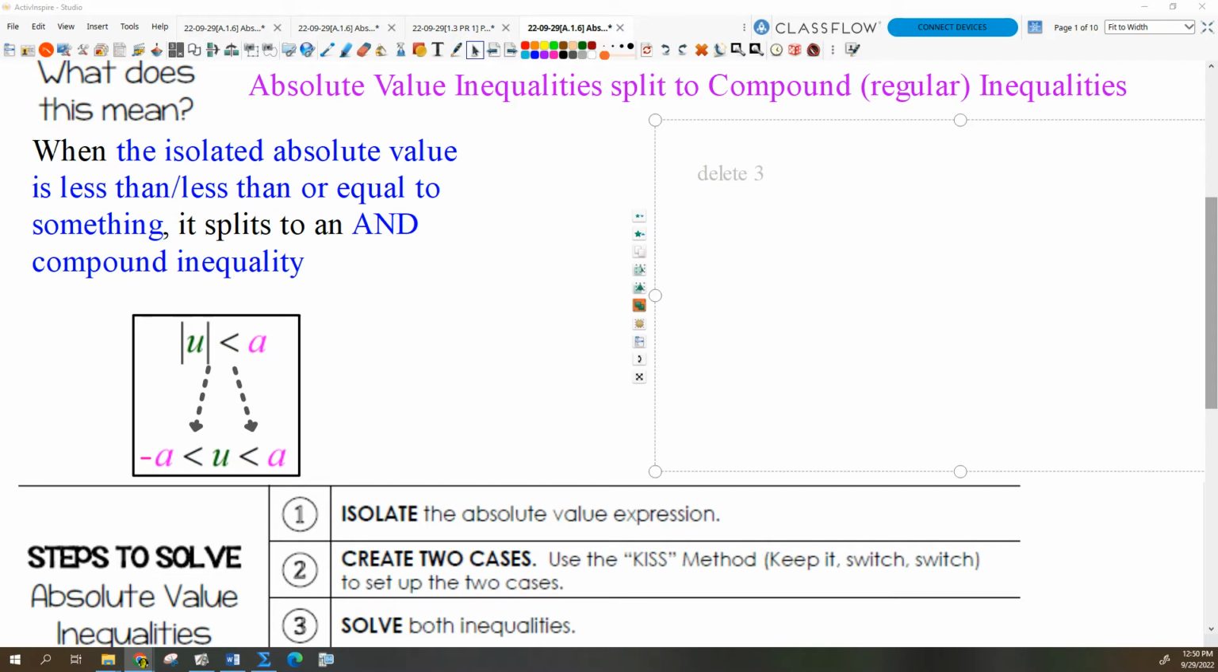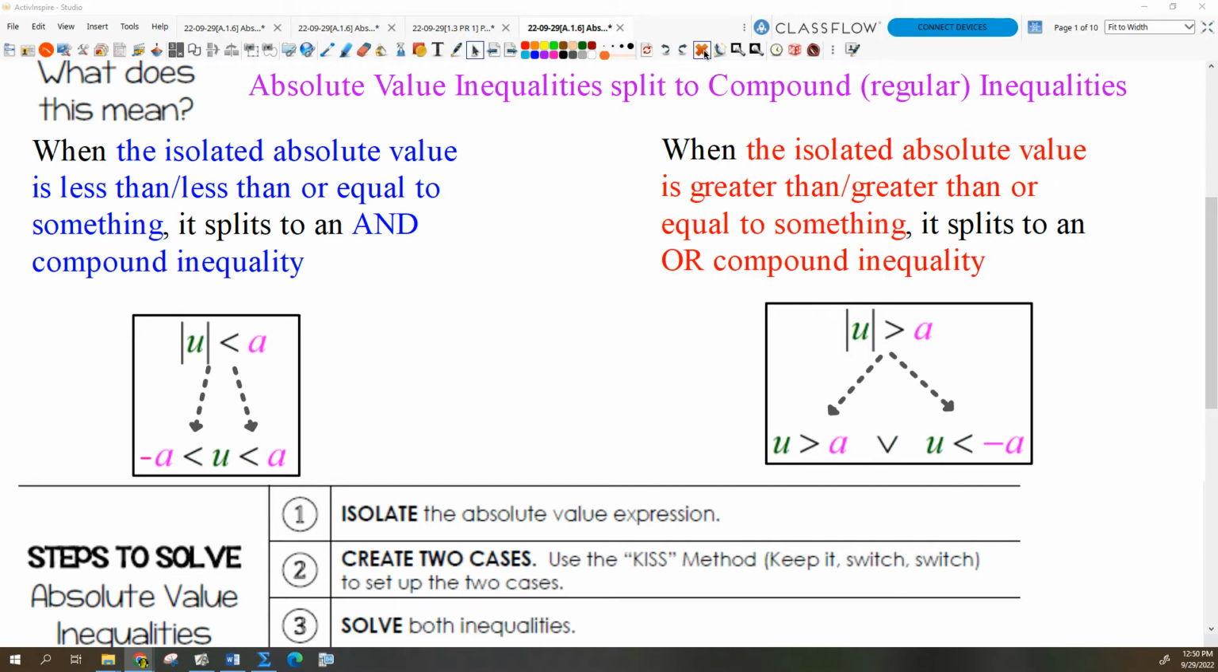Okay, what happens when the isolated absolute value is greater than a number? Then we do the other kind. If the isolated absolute value is greater than a number, it splits into an or compound inequality, where what's inside is greater than the positive or what's inside is less than the negative. Give me thumbs on that. Does that make sense? One to five, you take your pick.